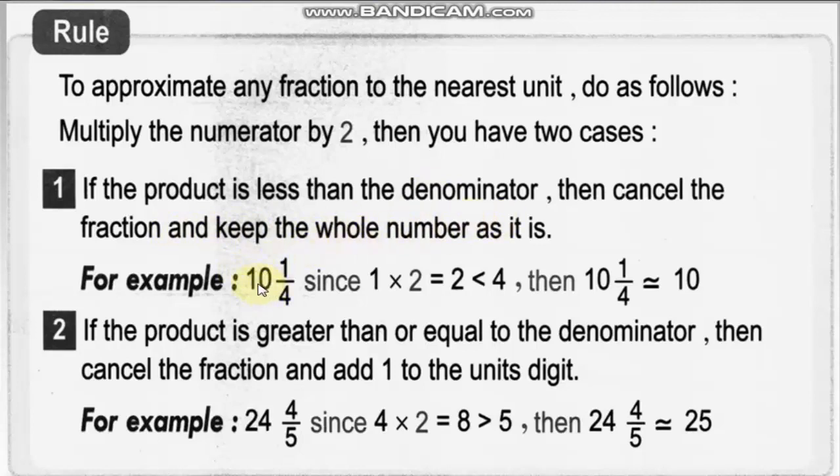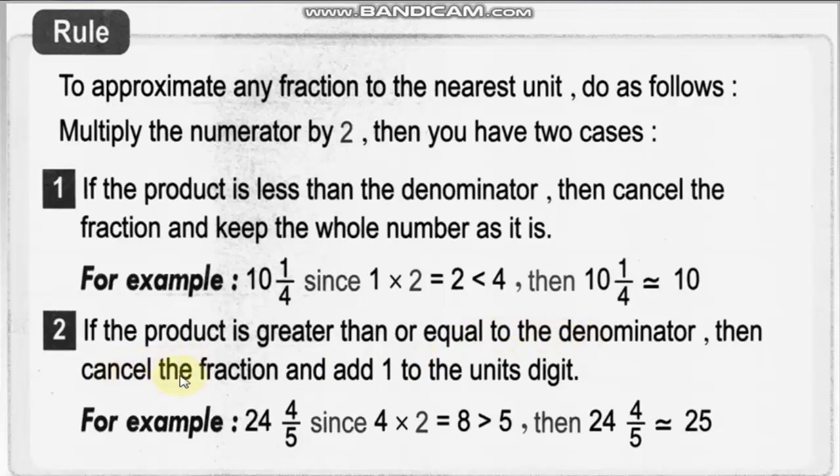For example, we have here 10 and a quarter. We need to approximate to the nearest unit, so we'll multiply the numerator by 2. 1 times 2 equals 2. 2 is less than 4, so we'll cancel the fraction and keep the whole number with its value. It will be number 10.